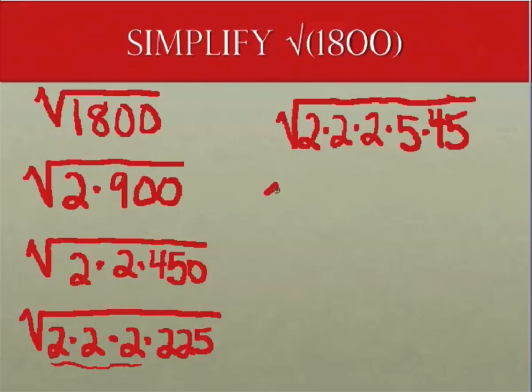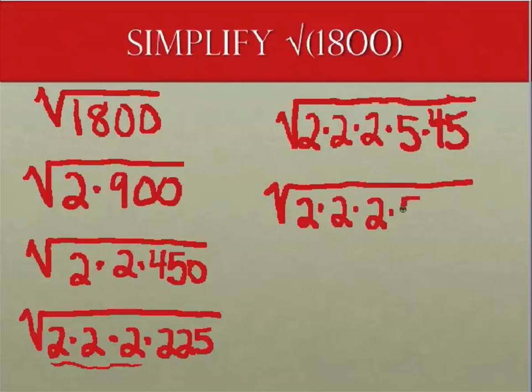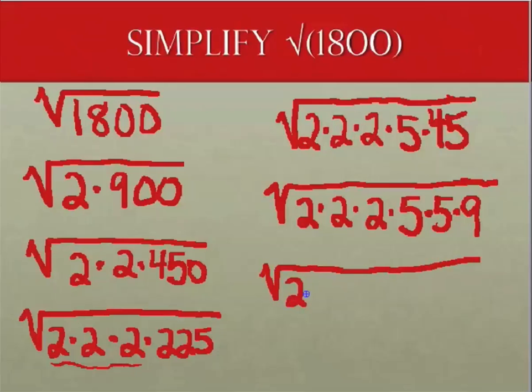45 can be broken down again. You can divide that by 5. So we have 2 times 2 times 2 times 5, and 45 is the same thing as saying 5 times 9. Now we're almost there. Since 9 can be broken down into 3 times 3, we can leave all our other prime numbers, 2 times 2 times 2 times 5 times 5, and 9 is 3 times 3. That is the prime factorization of 1800.